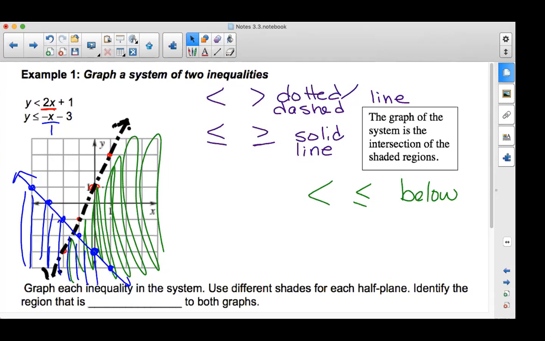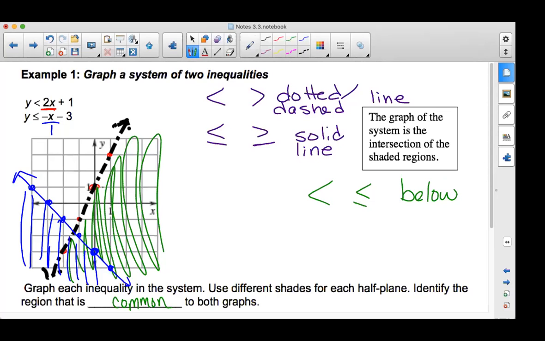And then the last part, it says graph the system of inequalities, use different shades for each half. Identify the region that is common to both. And that would be the place that you're going to darken in. Make sure that when somebody is looking at it quickly, if I was walking by or Ms. Park was walking by, she would be able to identify the region. We shouldn't have to guess. So if I see all this scribbly stuff and not an actual bolded area, then that's not really the solution.